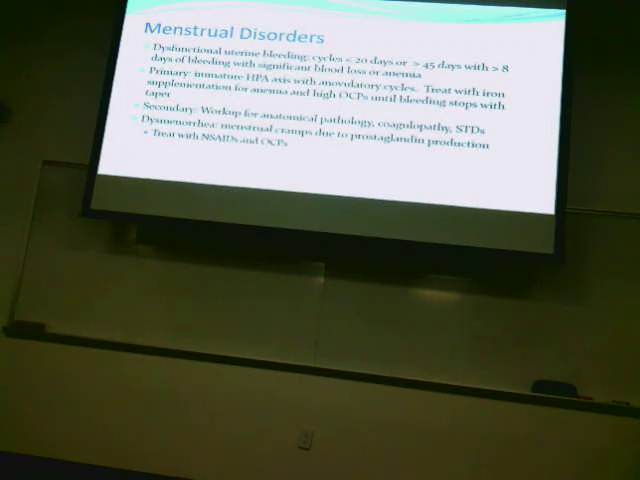Primary causes are going to be immature HPA axis. So if you see this in an 11 or 12-year-old, basically when they first start having their menses, they can be kind of off cycle, pretty irregular. So that's just immaturity of their hormonal axis. And sometimes they might have anovulatory cycles as well. So you want to treat with iron supplementation for any blood loss anemia, and you can give them high-dose OCPs until their bleeding stops with a taper.